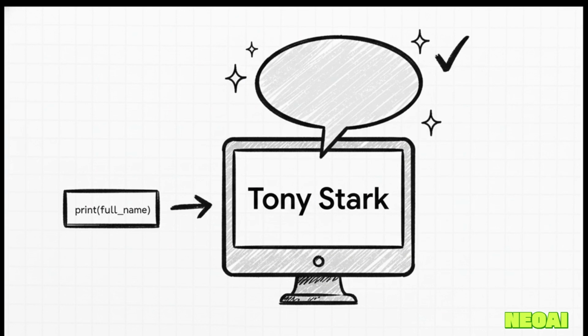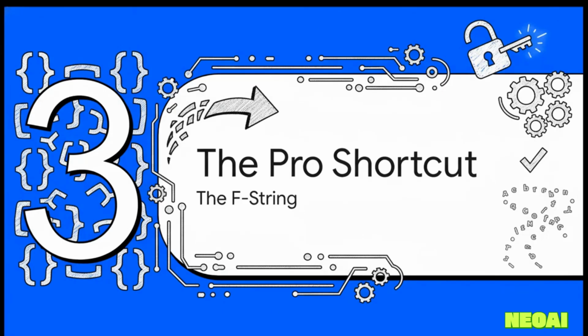Now, this method totally works, but you can probably see how all those plus signs and extra quotes for spaces could get, well, pretty messy, especially if you're building a longer sentence. So let's look at a way cleaner, more modern approach. And that brings us to the pro shortcut, f-strings. That f actually stands for formatted, and trust me, these things are an absolute game changer. Not only do they make your code way easier to read, but they're also usually a little bit faster, which is always a nice bonus.